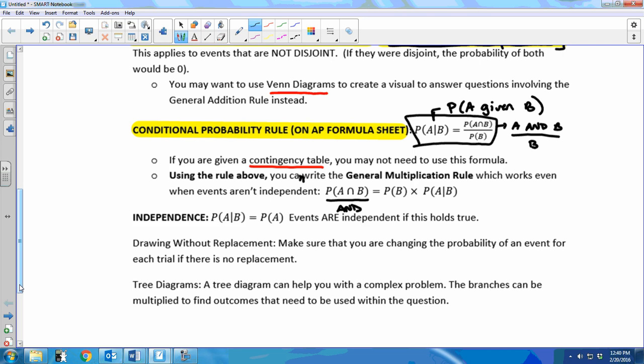We also talked about independence. If the probability of A given B is equal to the probability of A, then you definitely have independent events because the condition doesn't matter.